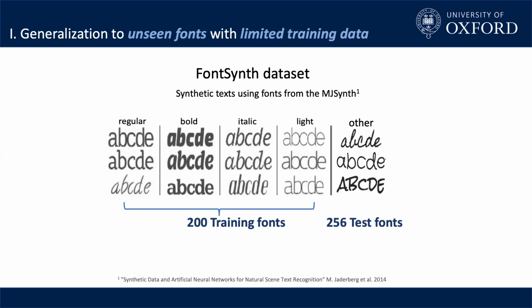We evaluate generalization to novel fonts using a synthetic generated dataset we introduce called FontSynth. To construct FontSynth, we use fonts from the MJSynth dataset and divide them into 5 categories by their attributes. Fonts from attributes regular, bold, italic, and light form the training set, while fonts out of the 4 attributes form the test set. We train our model and SOTA baselines with increasing number of attributes from 1 to 4 and evaluate them on the novel test font.